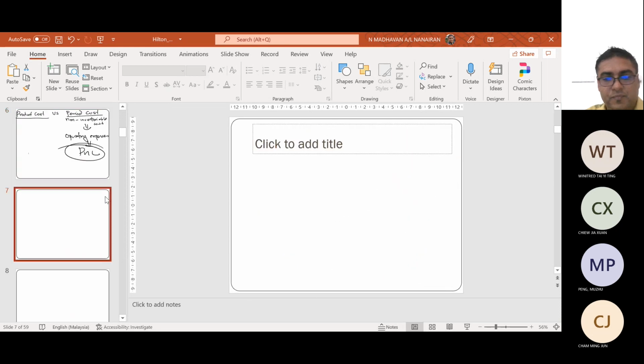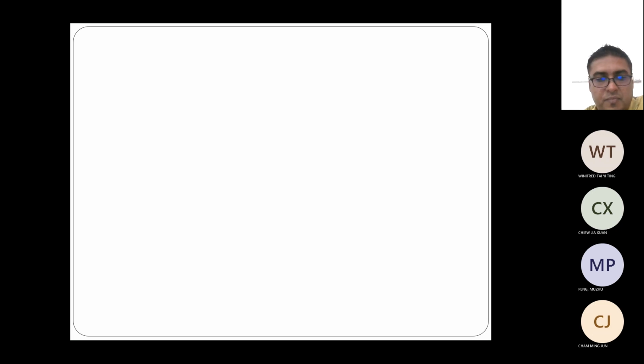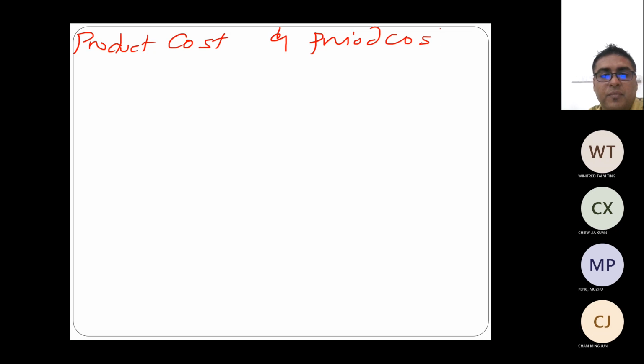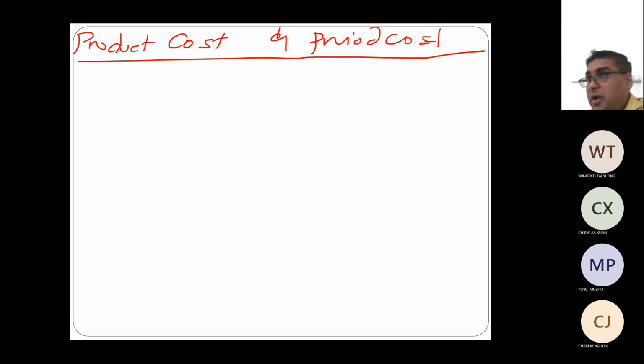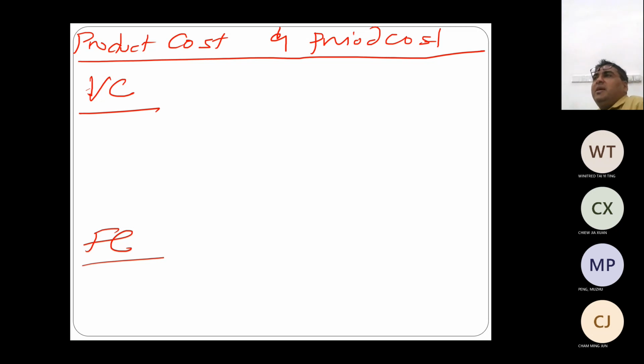Okay, next is something that you know. Your product cost and your period cost can be divided into two different costs, which is variable cost and fixed cost. Sounds familiar? Eco 101?